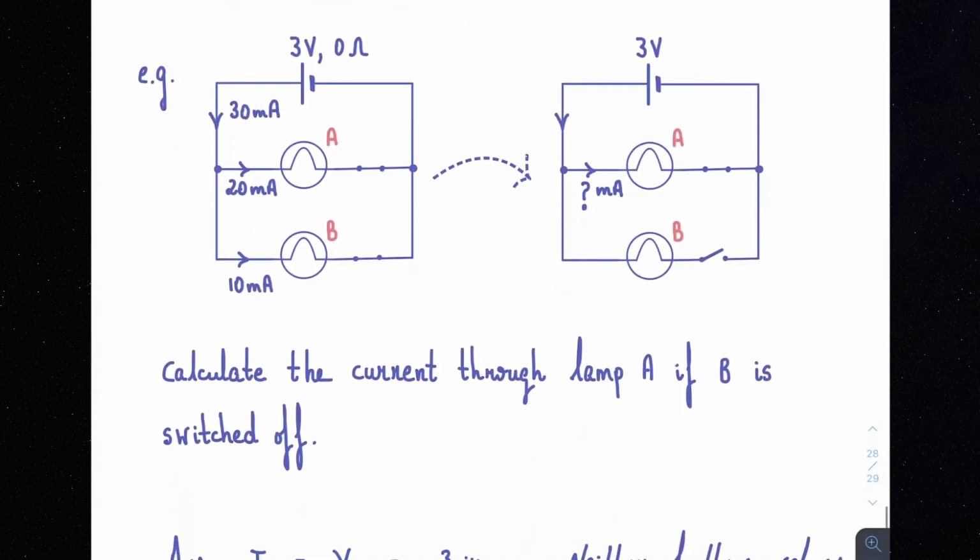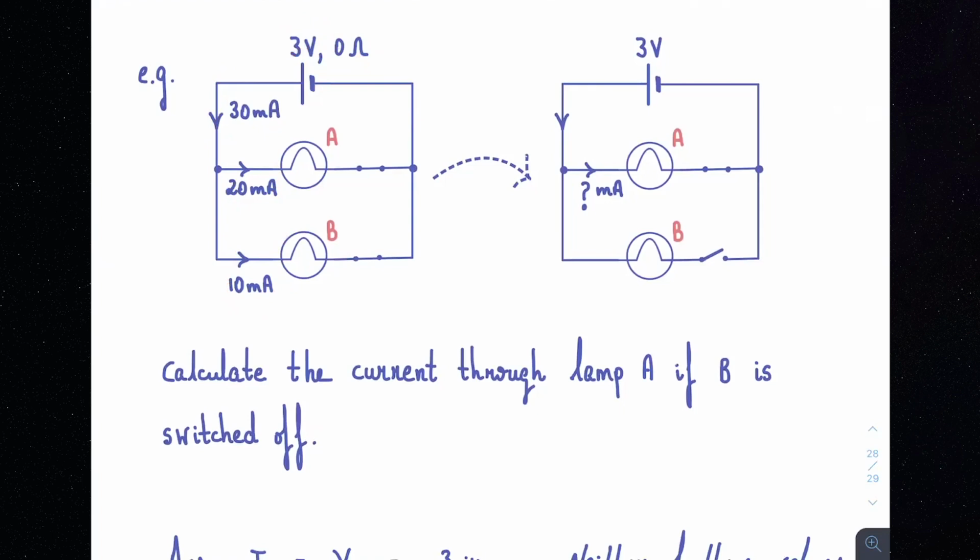Now, in a different example, we're given two lamps, A and B, connected in parallel, and we're given the currents. The current through A is 20 milliamps, that through B is 10 milliamps, for a total current of 30 milliamps drawn from the battery. The battery has an EMF of 3 volts, and these 0 ohms here are showing that the internal resistance of the battery is 0. So its EMF, 3 volts, is equivalent to the terminal PD.